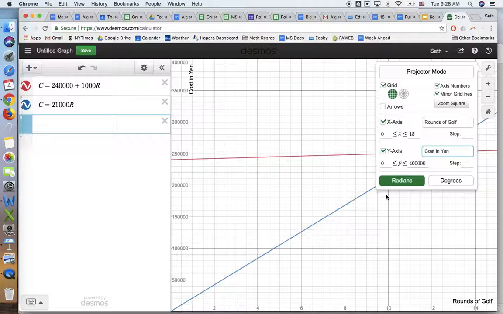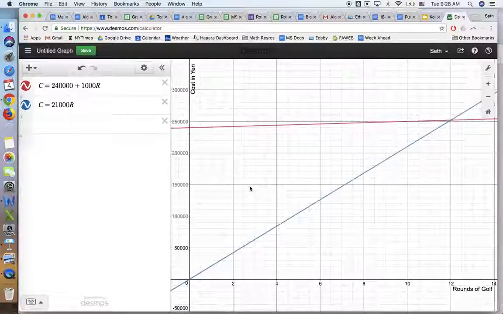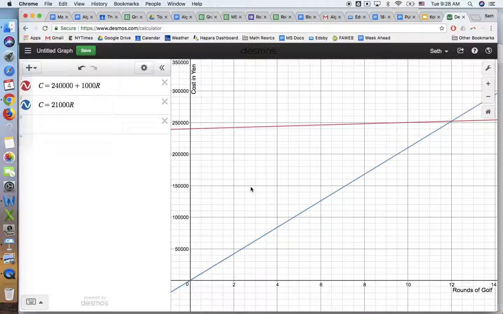Okay, and now if I click back on my graph, now I have a graph. I can even move it around to see things better. I have cost in yen here on my y-axis. I have rounds of golf on my x-axis. I can also click on this point here where they intersect, click twice, and it shows me that point.